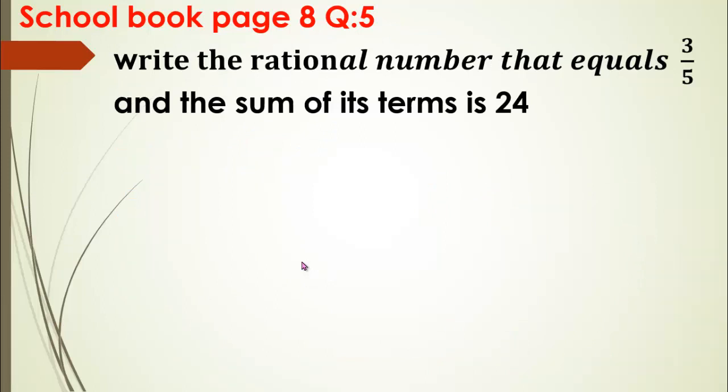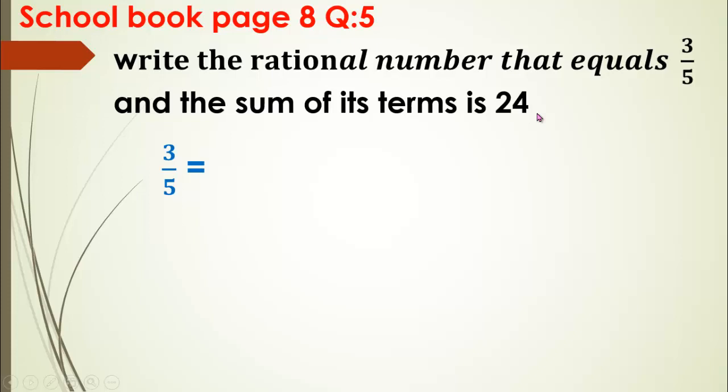I would like to have your attention in this question, please. We are answering question number 5 on schoolbook page 8. Write the rational number that equals 3 over 5 and the sum of its terms is 24. So I want to have this rational number 3 over 5 equal to another rational number, and the sum of the numerator and the denominator is equal to 24.